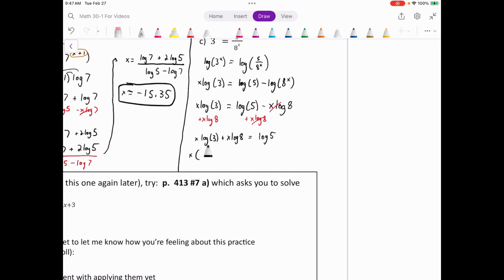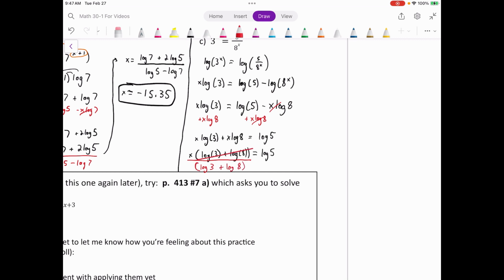Divide each of these by x and then multiply it by x outside of the brackets to leave me with something simpler inside here. So x log 3 divided by x just leaves me with log 3. x log 8 divided by x just leaves me with log 8, and that equals log 5. Okay, and now, since we're solving for x, which is being multiplied by this stuff, let's divide both sides by that stuff. So I'm going to divide by log 3 plus log 8.